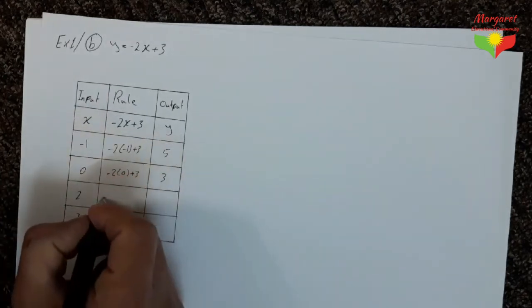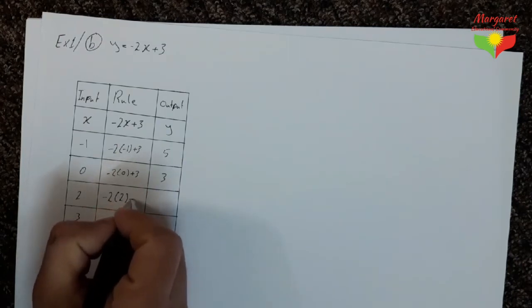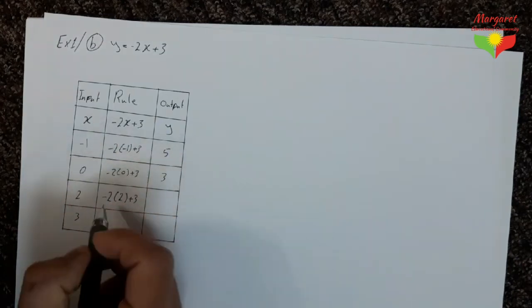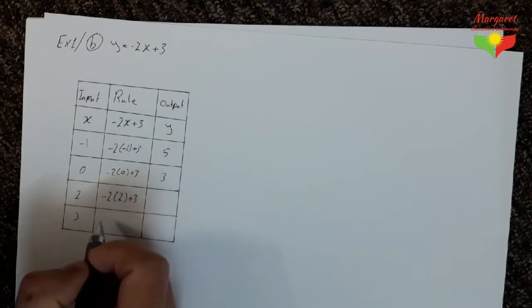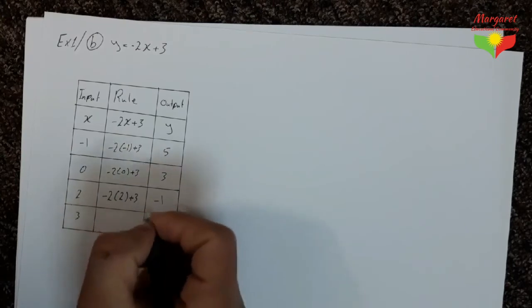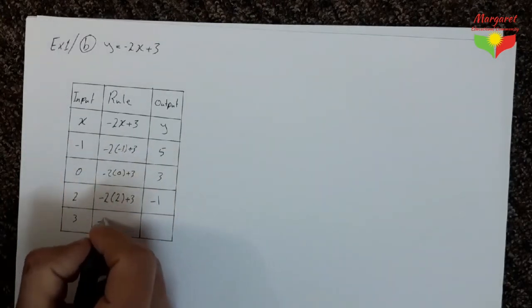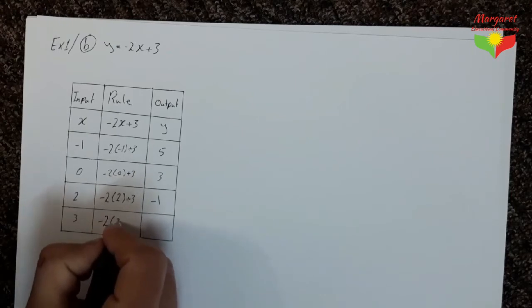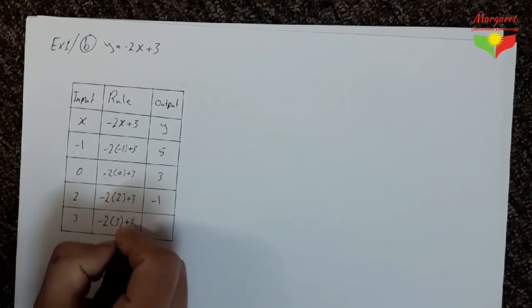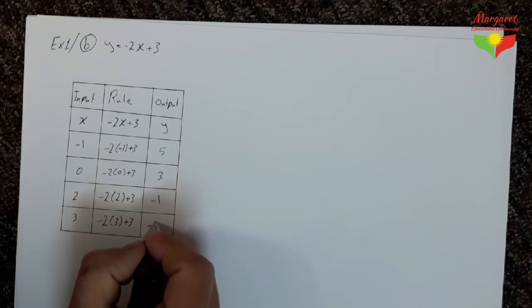And substitute 2 for x. So we have minus 2 times 2 plus 3. Minus 2 times 2 equal to minus 4. Minus 4 plus 3 equal to minus 1. And substitute 3 for x. So we have minus 2 times 3 plus 3. Minus 2 times 3 equal to minus 6. Plus 3 equal to minus 3.